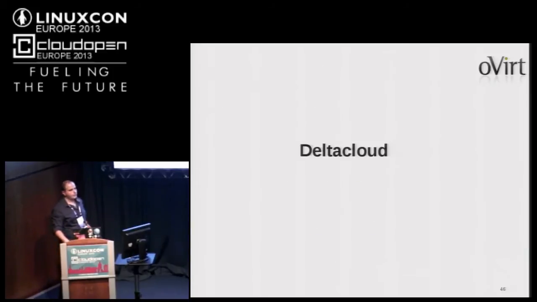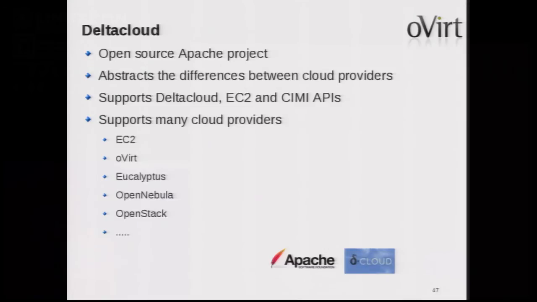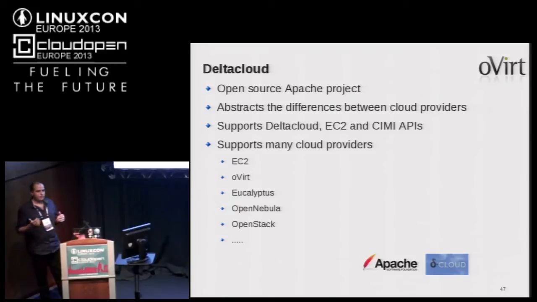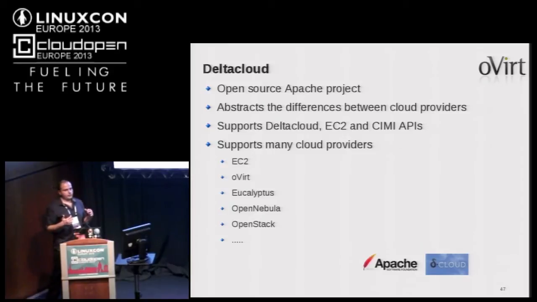Okay, I'll describe Deltacloud in just a few slides. Basically, I showed you three types of APIs you can use. The Deltacloud project adds other APIs to that. Are you familiar with that project? No. So basically, it's an open source Apache project that comes to abstract the differences between different cloud providers. It basically exposes three types of APIs on top of all the cloud providers it supports. So it gives you a way to work with different cloud providers using a unified API.